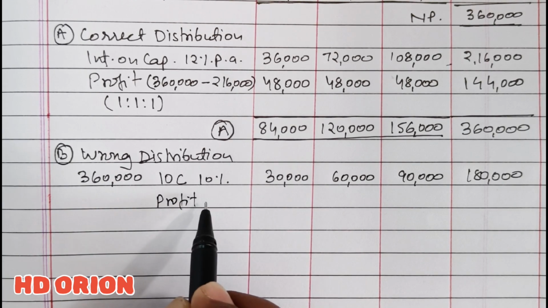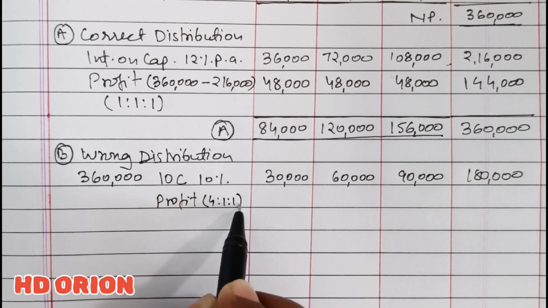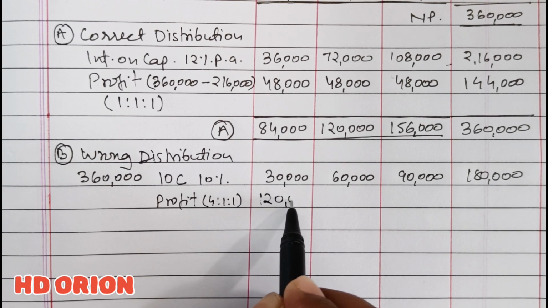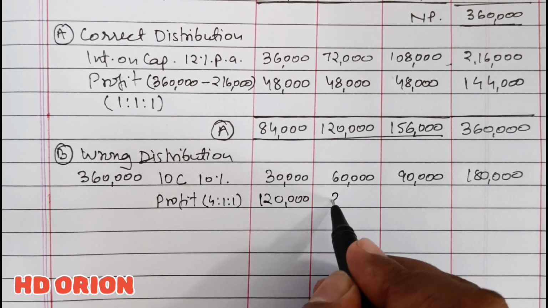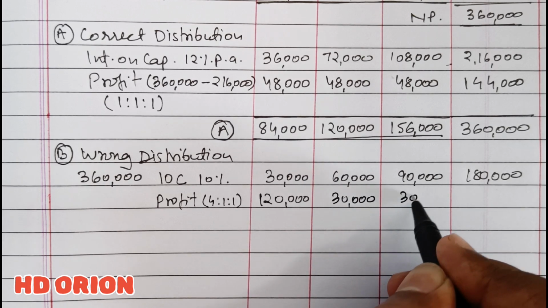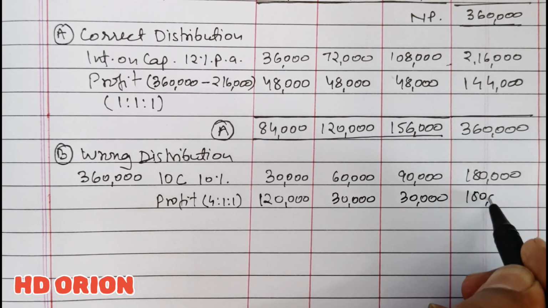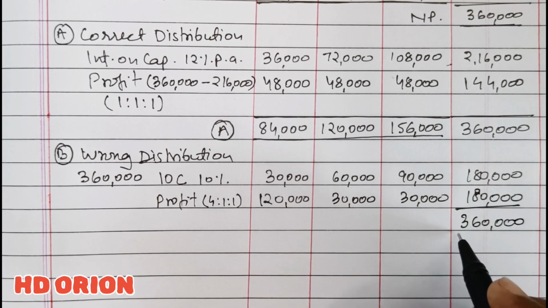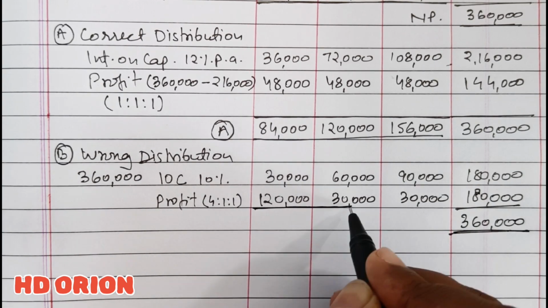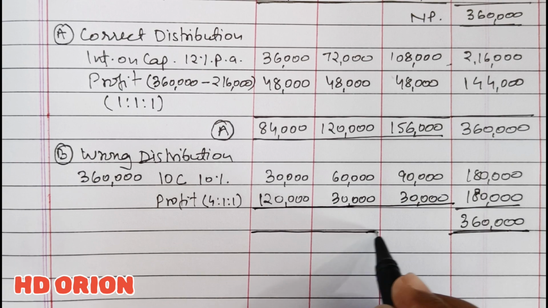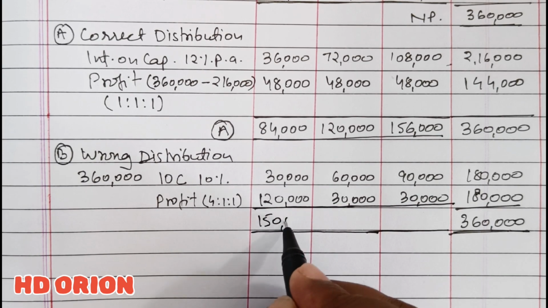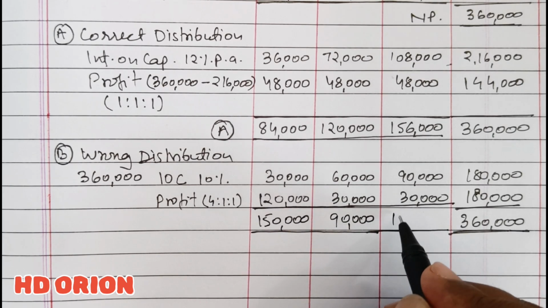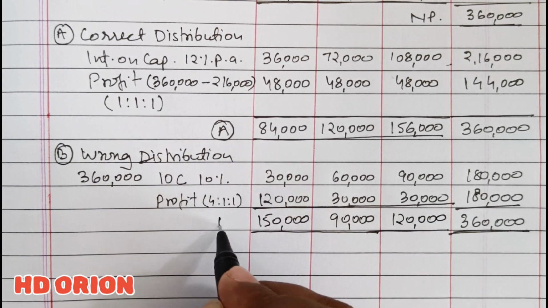and the remaining profit was distributed to the partners in their profit sharing ratio, which is 4:1:1. This is a wrong profit sharing ratio which the firm adopted, and it is 1,20,000, 30,000 and 30,000. So this way the second 1,80,000 was given to the partners. So 3,60,000 was wrongly distributed this way. So the partners have already received an amount which is 1,50,000 by partner Kajal, 90,000 by partner Nirav, and 1,20,000 by partner Alicia. This is B.